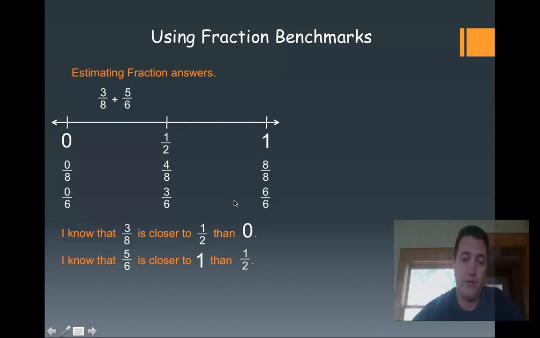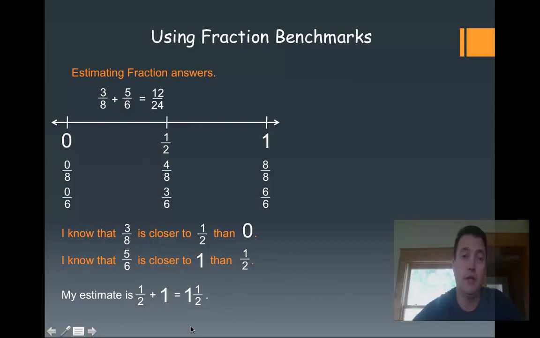I also know that 5/6 is closer to 1 than to half, all right? So 5/6 would be 2 away from 3/6 or only 1 away from 6/6. So it's closer to being 6/6. So my estimate is that 1/2 plus 1 equals 1.5. So my answer when I add these up should be about 1.5.